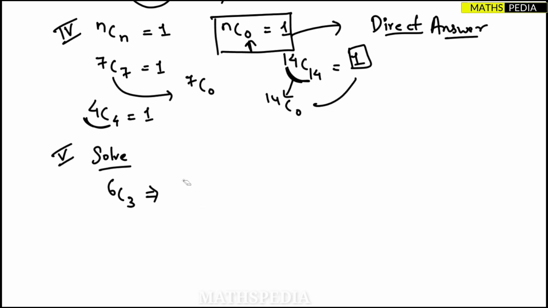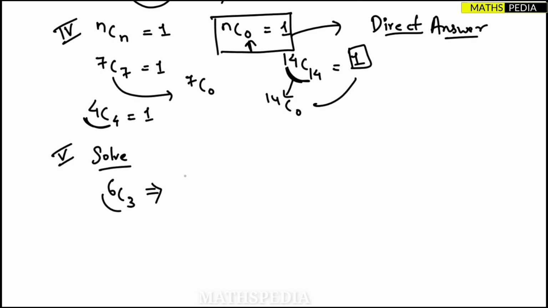Oh, sorry, 6C3. If I want to rewrite, it will be the same thing. The difference between 6 and 3 is 3 only. Okay, so now into rewrite and again it's the same thing. Now 6C3, how to calculate? I'll show you two methods. One is the formula method, another one is a simple method.